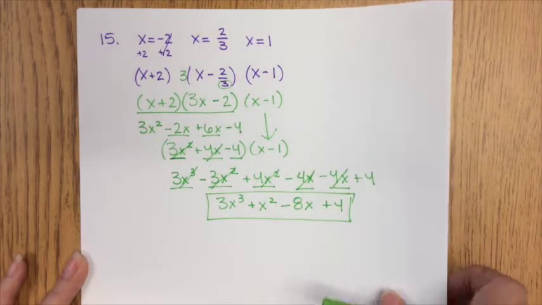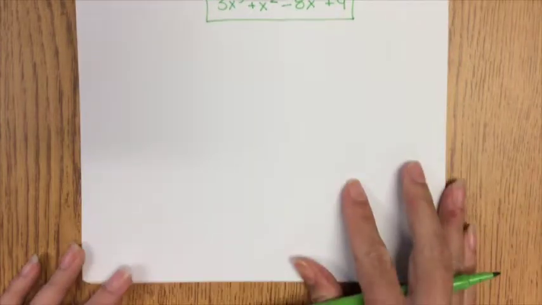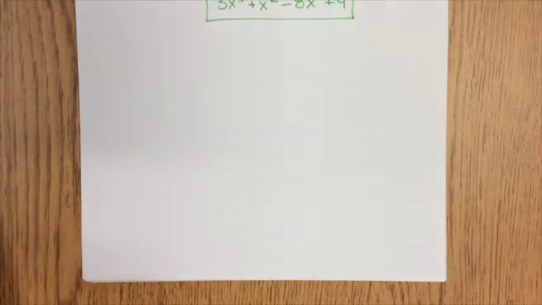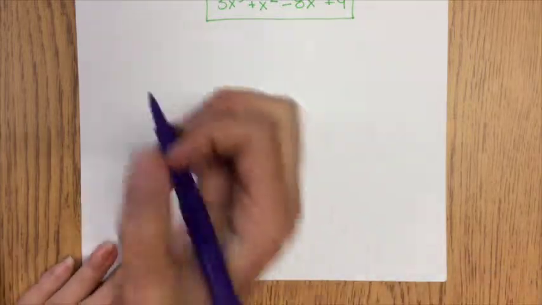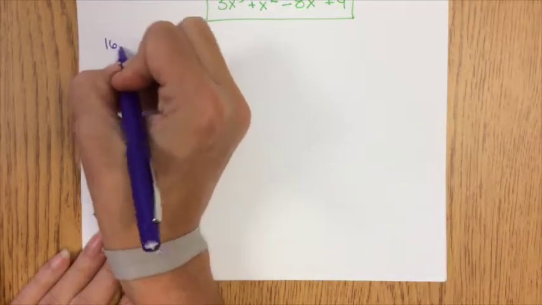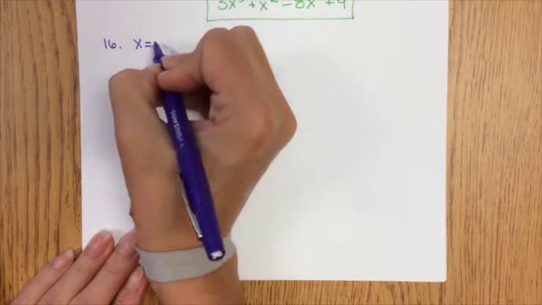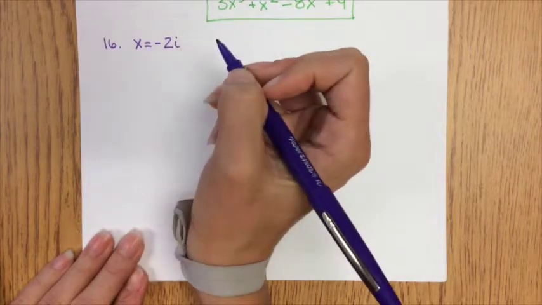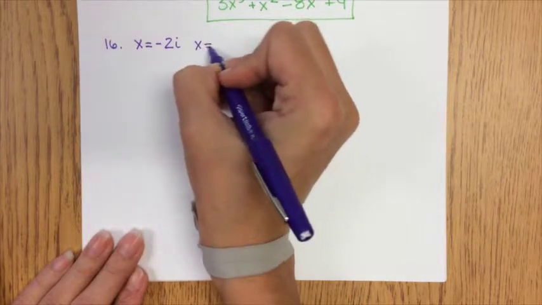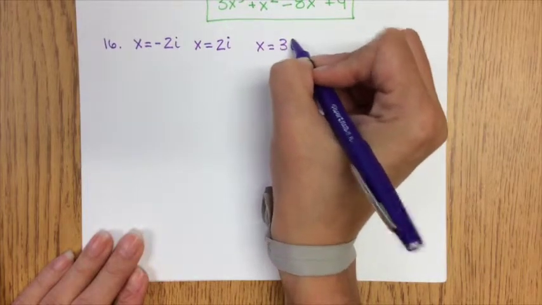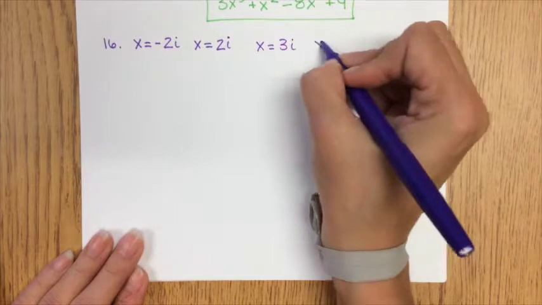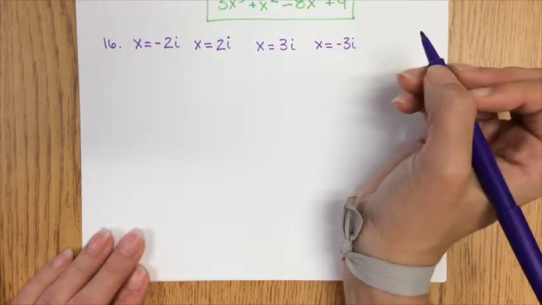Okay, let's look at number 16. So number 16 gives us some imaginary numbers. Ooh, this will be fun. Okay, remember with imaginary numbers, they occur in complex conjugates or conjugate pairs. So if they give you x equals negative 2i, then you automatically know that you have to have x equals positive 2i as well. If they give you x equals 3i, you automatically know that you have x equals negative 3i as well.